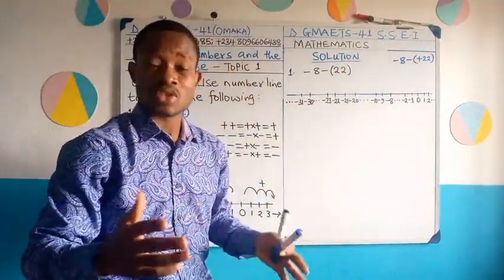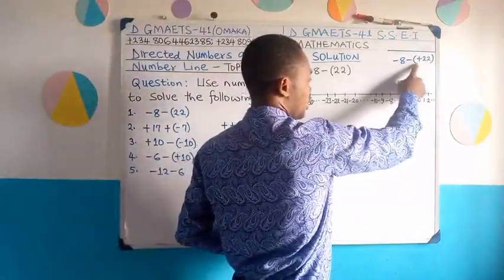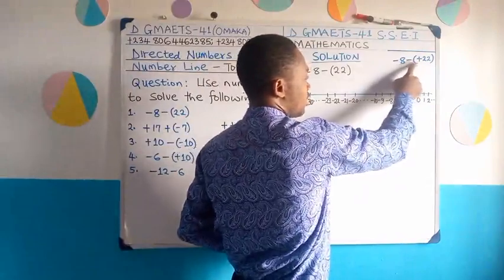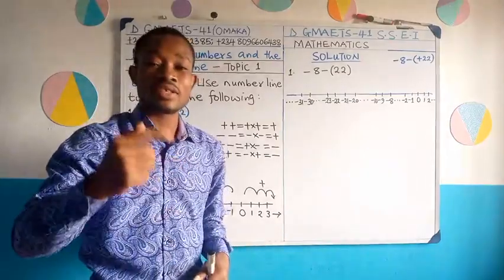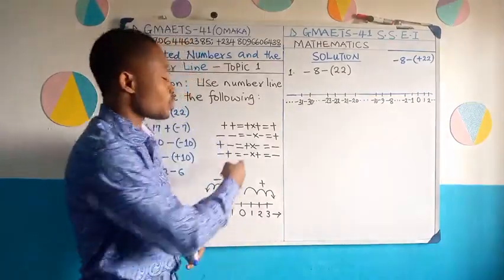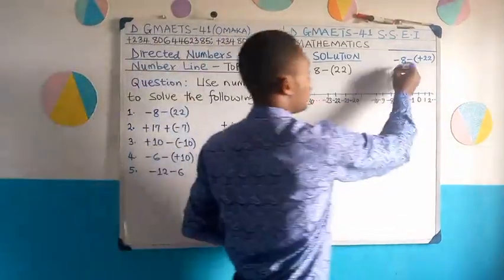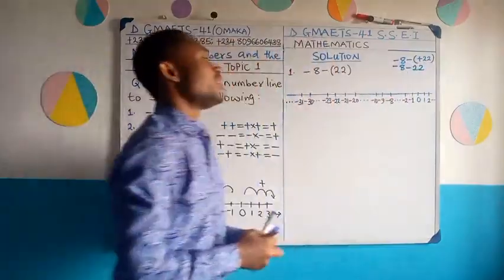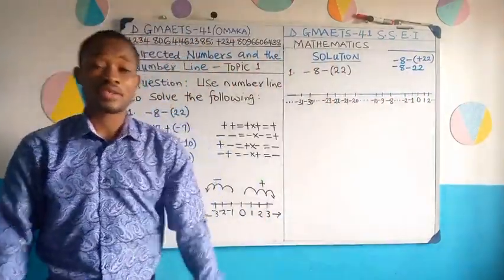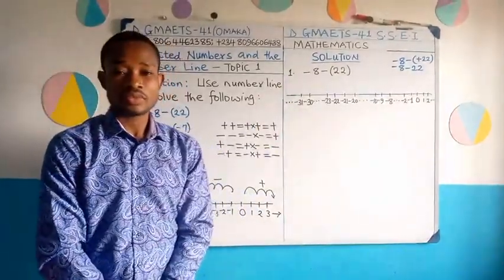Now, if you look at this, after this minus, this bracket means times, okay? That bracket means times, if you're using the sum. Now, after this minus, you have this bracket, then you have plus. So this is the same as minus times plus. And I told you that when you are multiplying different signs, you are expected to get minus. We'll still have it here. Minus times plus will give us minus. So this is actually minus 8 minus 22. That's the question we are solving. Minus 8 minus 22. So how do we solve this on the number line to get our answer?